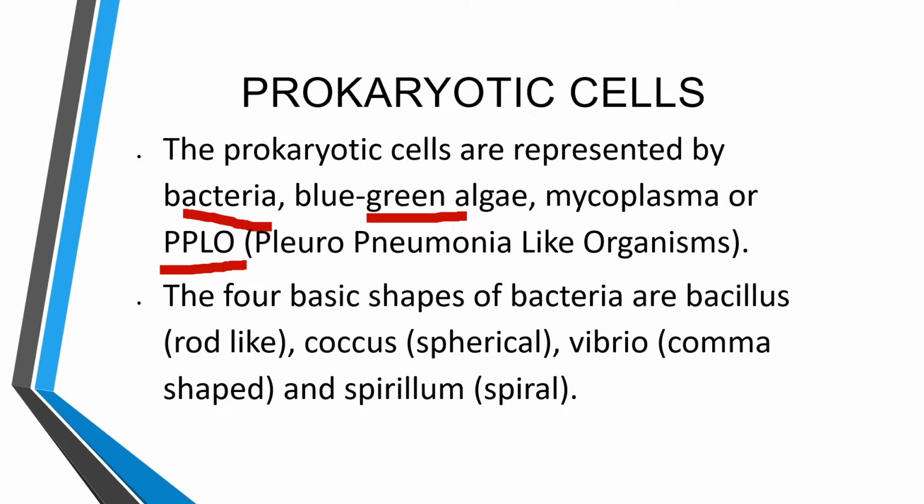As per our previous discussion, the bacteria are of various types on the basis of shapes, such as they may be bacillus if they are rod-like, they may be coccus if they are spherical, they may be vibrio if they are comma-shaped, and they may be spirillum if they are spiral-shaped.